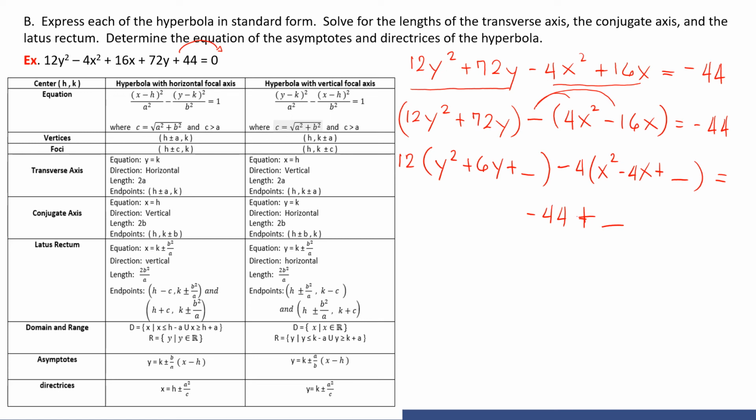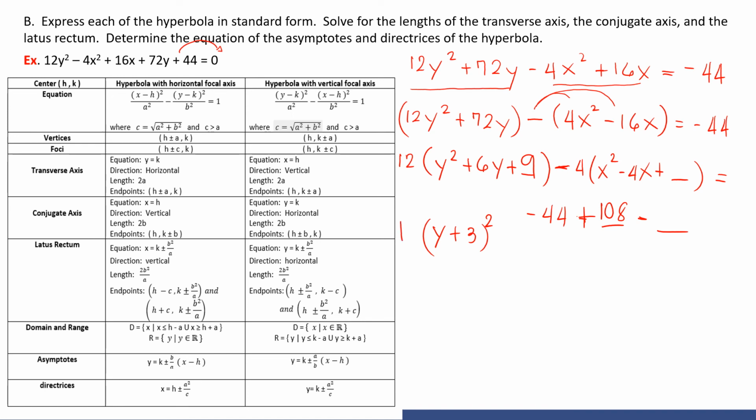Plus blank, and then minus blank. Why did it become minus blank? Because we are preceded by this negative sign. So let's look. Let's make y squared plus 6y a perfect square trinomial. We said to divide the coefficient of y by 2. So 6 divided by 2 is 3. That's why we have y plus 3 here, and then quantity squared. It so happens that 3 squared is 9. So we put 9 here. And 12 times 9 is 108. Right? So 108.